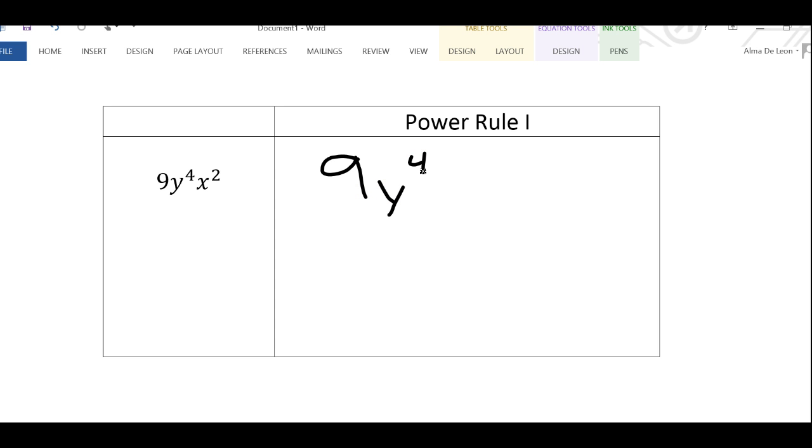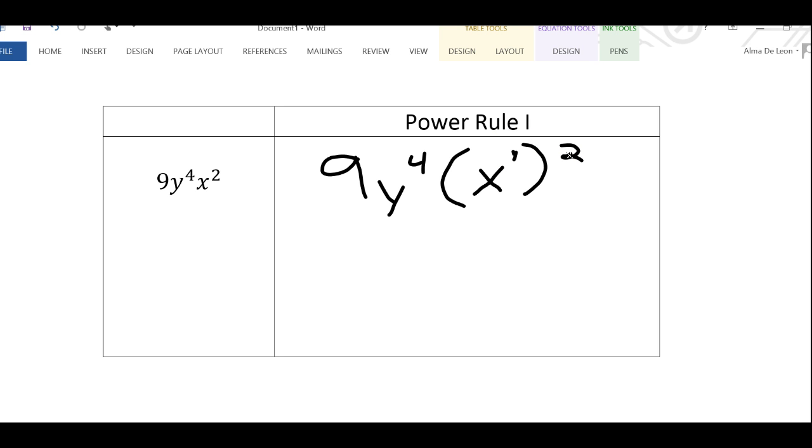And I know that if I take this x and I just leave it to the power of 1, if I raise this x to the power of 2, by the power rule, all I have to do is multiply those exponents together. So 1 times 2 would result in x squared.